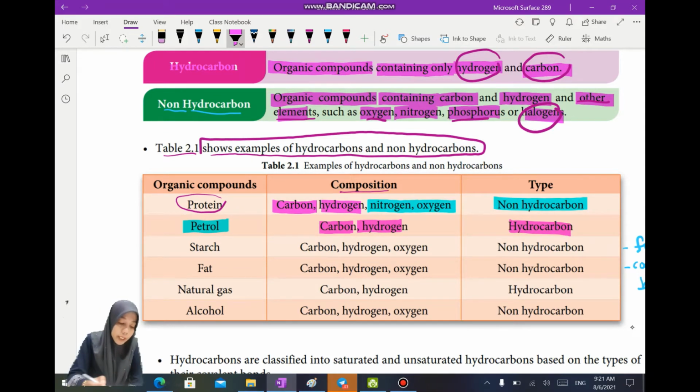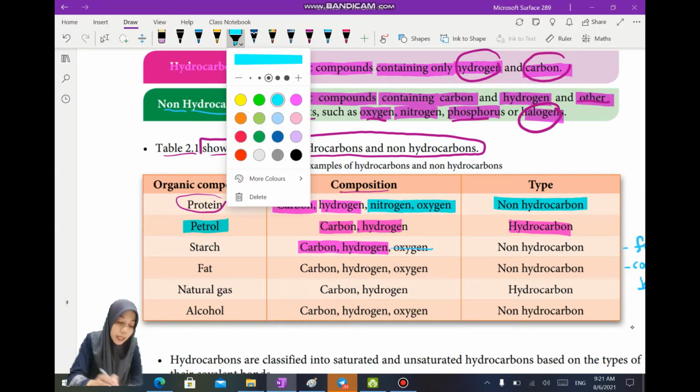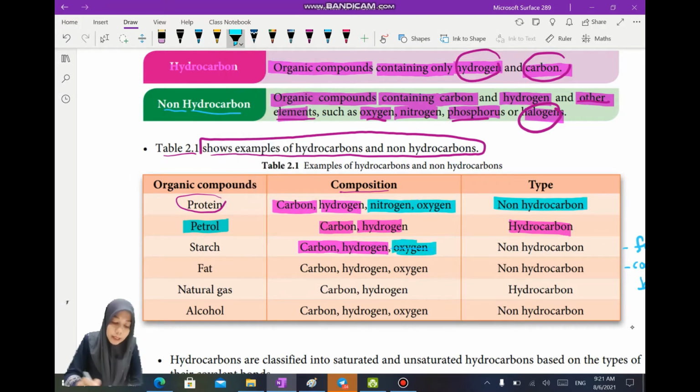And then for the starch, it has carbon and hydrogen. That means it's an organic compound. But we have other elements, iaitu oxygen. So that means it's non-hydrocarbon.